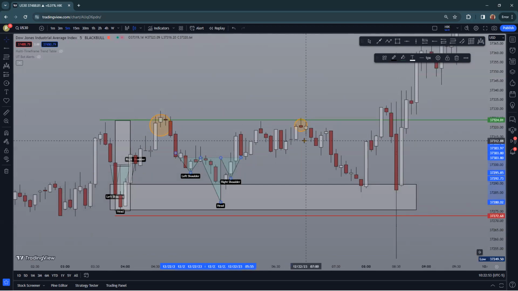So with that being said, train your eye for inverted head and shoulders. Look at my video about the head and shoulders and train your eye to see both of those and then implement the strategy, and try to profit from it. It's not foolproof, but at the same time, you have a 50-50 chance of winning the trade, right?